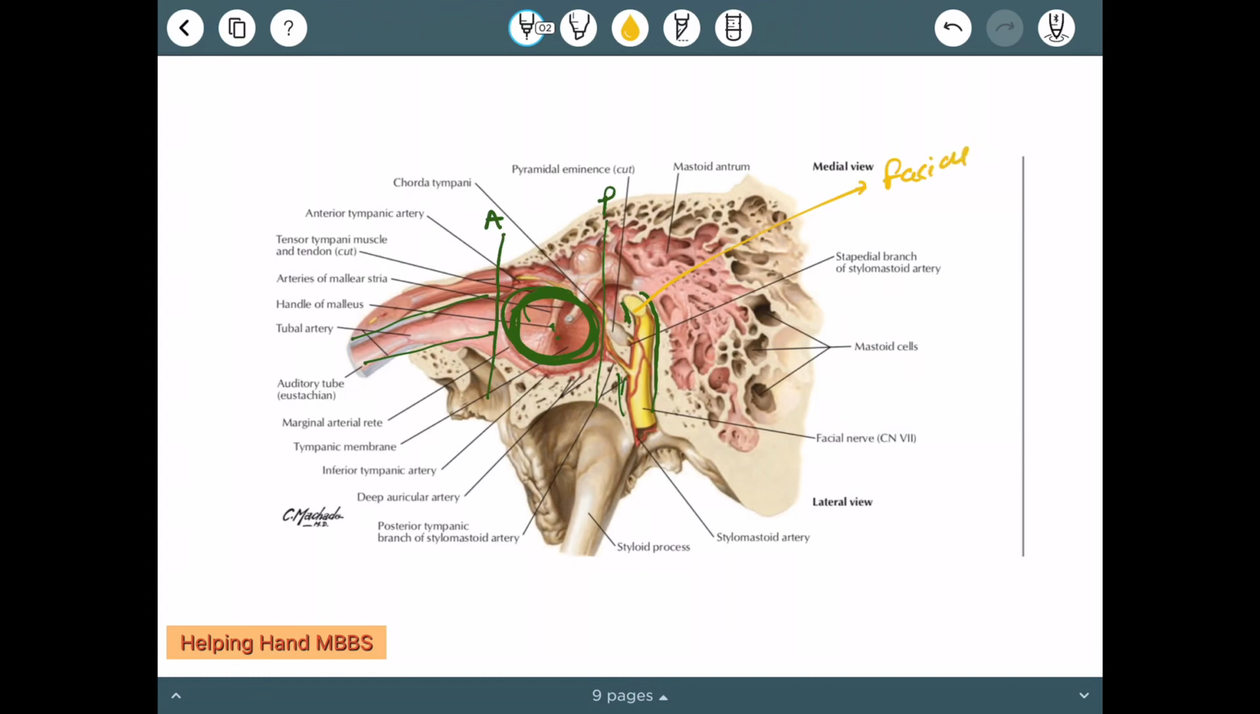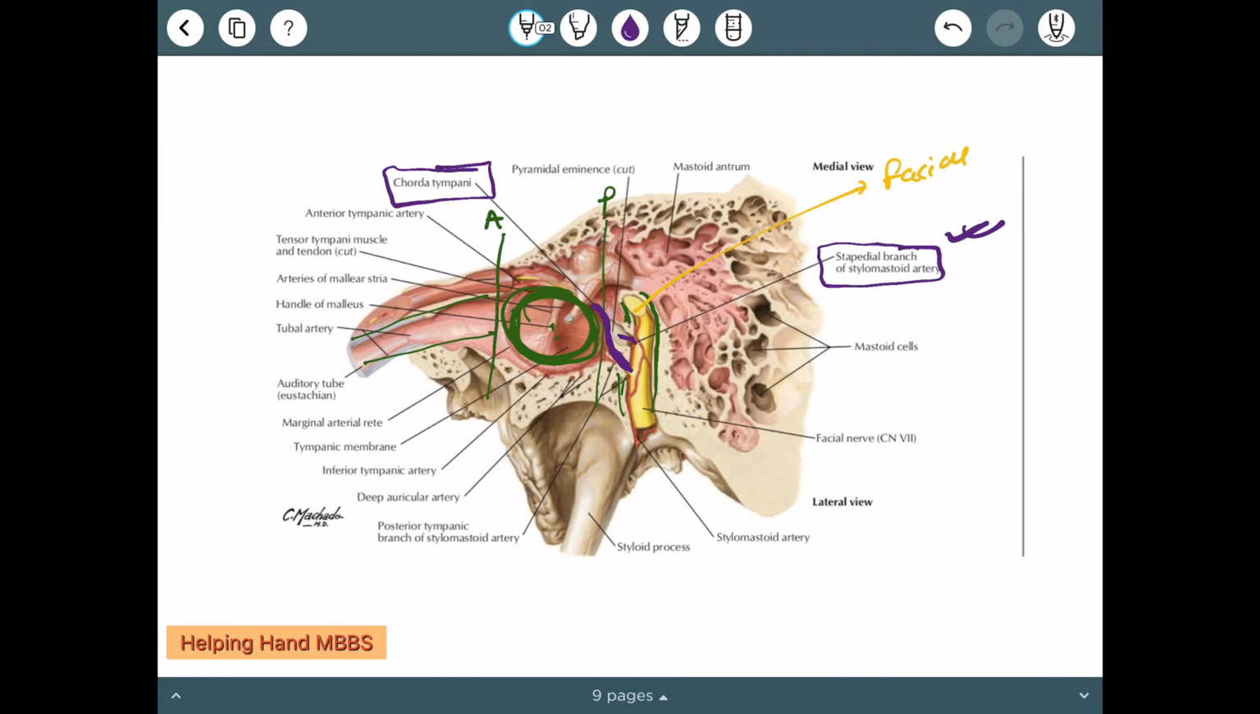It is running in the posterior wall of the middle ear cavity, and I already told you that it gives 3 branches in the posterior wall of the middle ear. We will see it again. You can see clearly here that this branch, going like this, is chorda tympani, and you know the fate of chorda tympani. This branch which is given here is the stapedial branch. Very easy to see that it will go to the stapedius muscle.